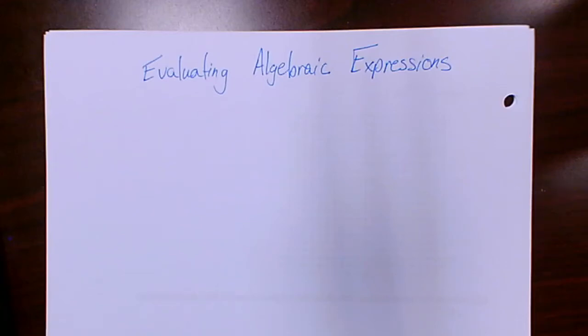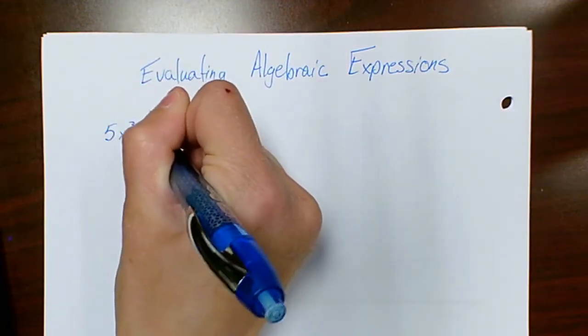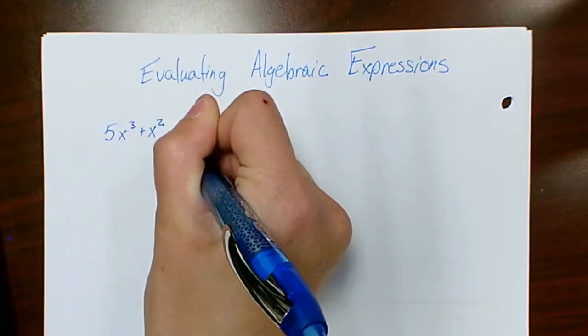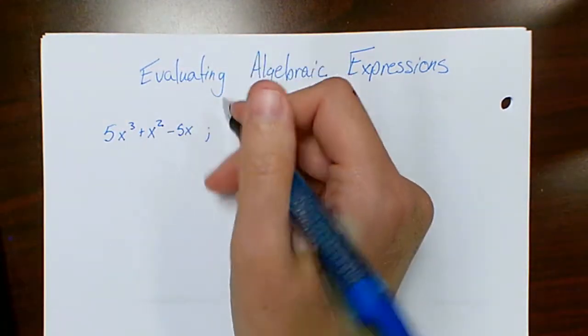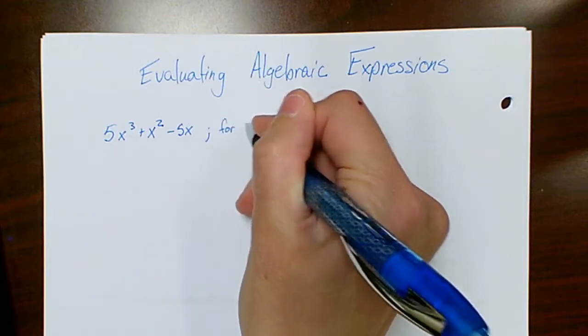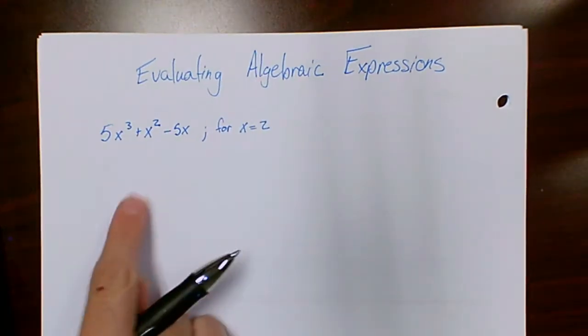We will now evaluate algebraic expressions. So we have 5x to the third plus x squared minus 5x, and we want to know what this would equal for x equals 2. So if x equals 2, what is our value then?